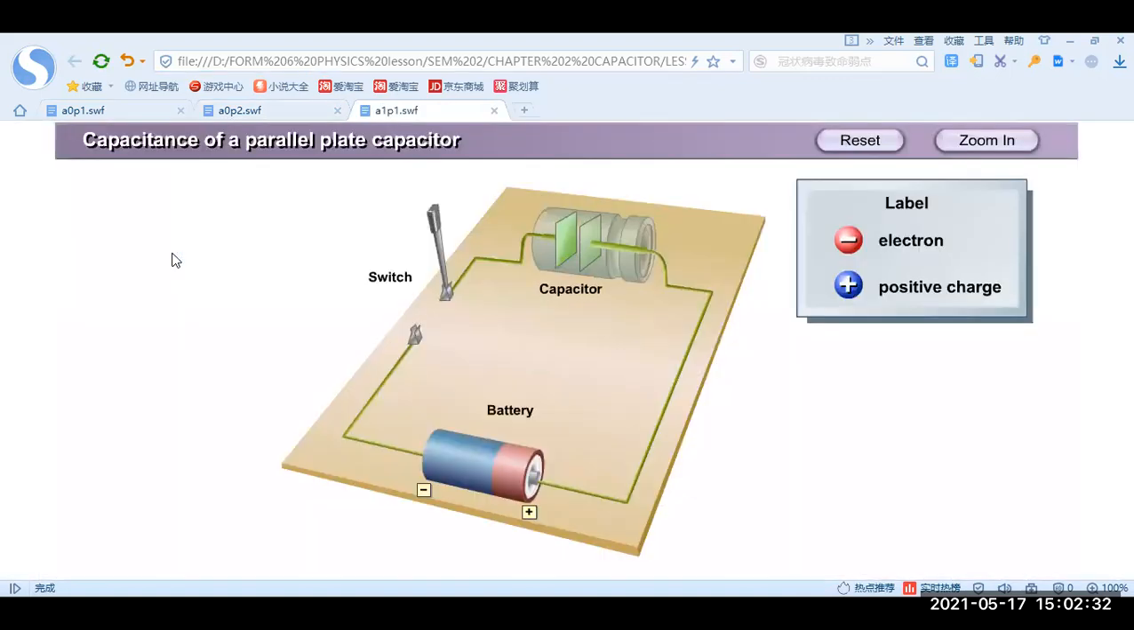Let's look at the circuit. Let's say we use a direct current. We use a cell or battery. We connect directly to a capacitor. Inside the capacitor, the concept of a capacitor means that there are two plates which are separated by a distance. So this is the concept of the capacitor.